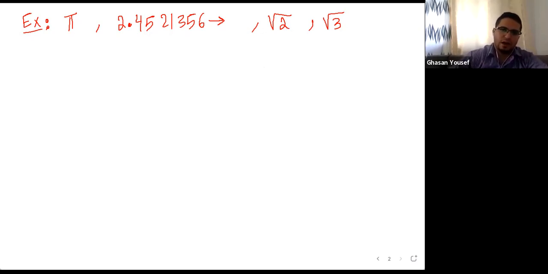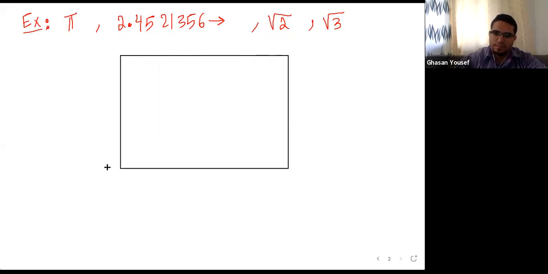Now I can draw a diagram like this. I got a question: can an irrational number be any decimal? What do you mean by irrational? Can an irrational number be any decimal? Yes, if the number looks like this, 2.4521356, and the decimals go on and do not stop, this means it is an irrational number. Make sense?